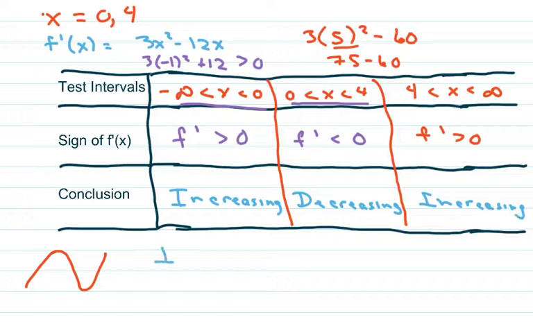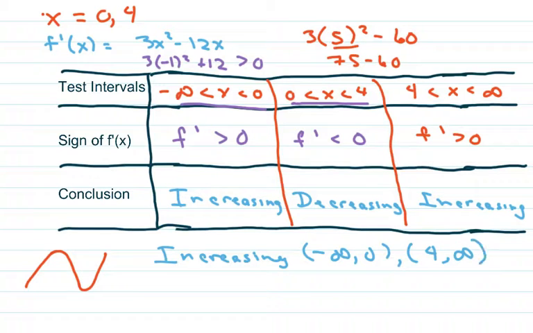All right, so increasing is going to be negative infinity to 0 and 4 to infinity. And decreasing is the middle one, and that's going to be from 0 to 4. Now the only thing I have to do is find my extremum, and I'm going to plug in my critical values 0 and 4 into my original function.